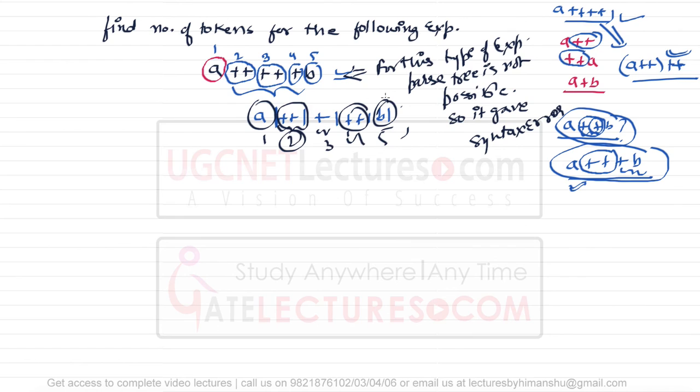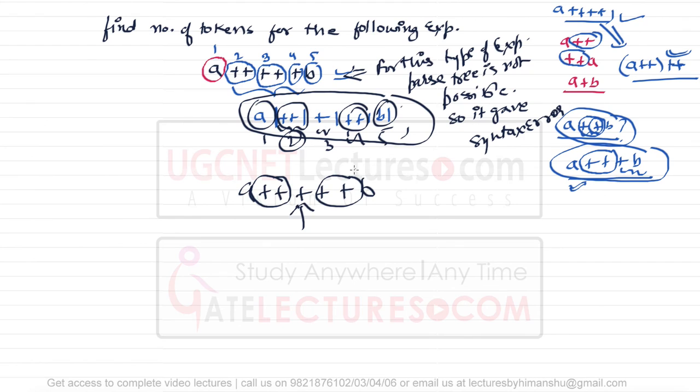So the correct method generally is like this. In this entire expression, if we have a plus plus plus plus plus b, this should be one side, this should be another side, and this should be like this. Okay, this is the correct method of doing this one. Don't worry, we'll see it. Okay, so now let us look at the next topic.